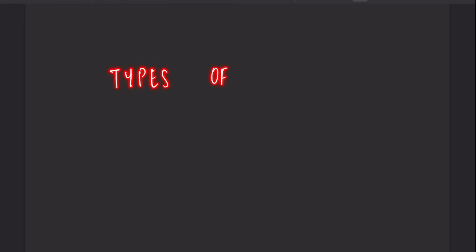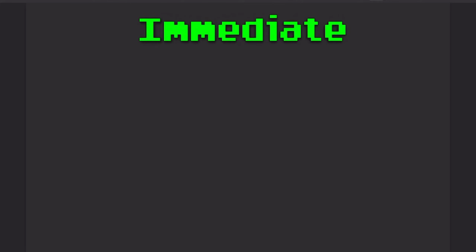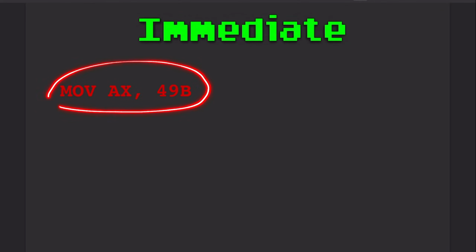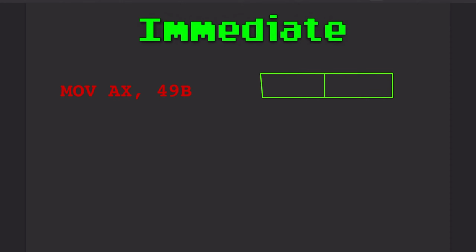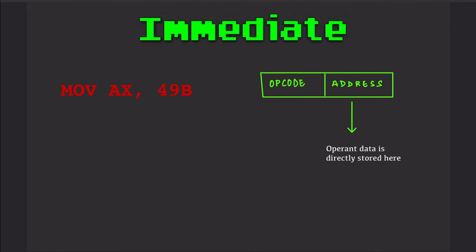There are several types of addressing modes. We will look into them one by one. In immediate addressing mode, the data to be used as the operand is included in the instruction itself. That is, the operand is specified in the instruction itself. In this mode, the data is present in the address field. That is, the value of the operand is immediately accessed from the address field of the instruction.